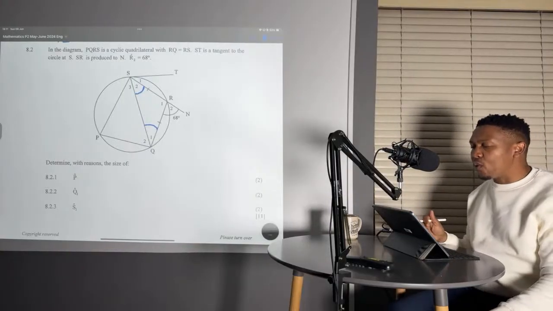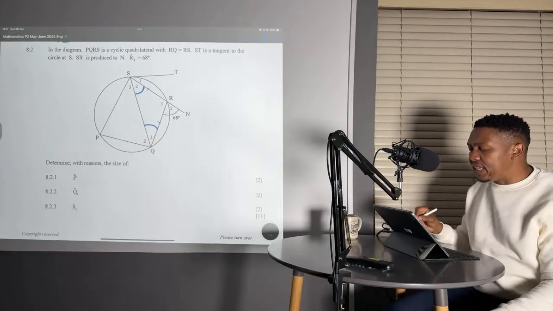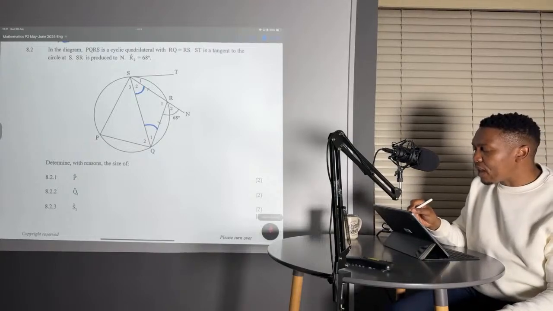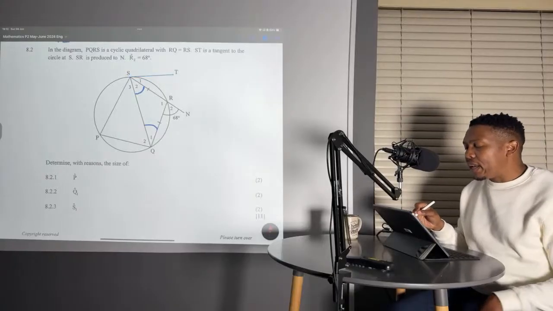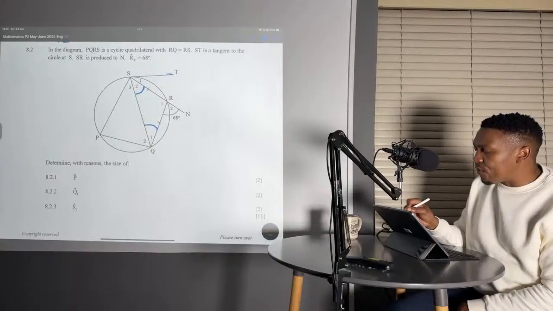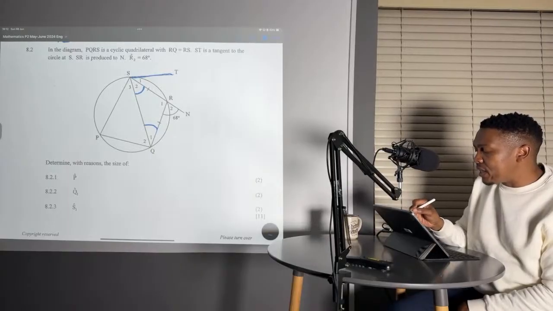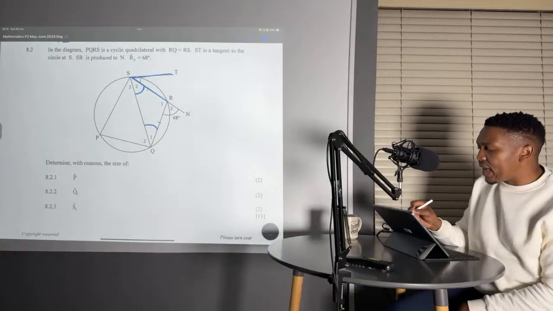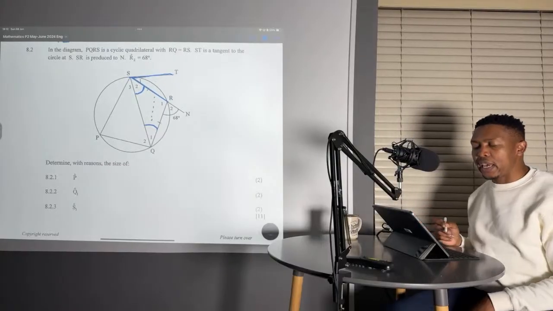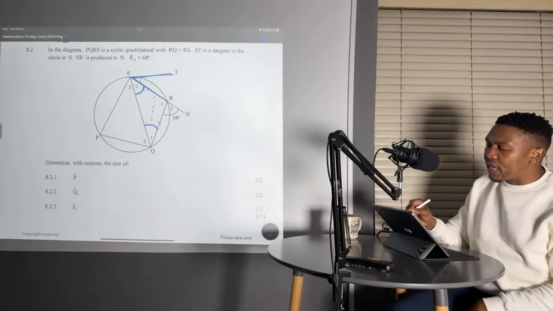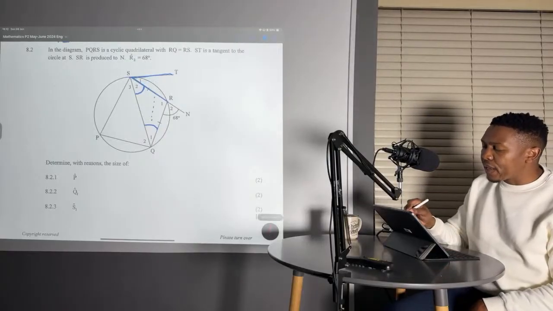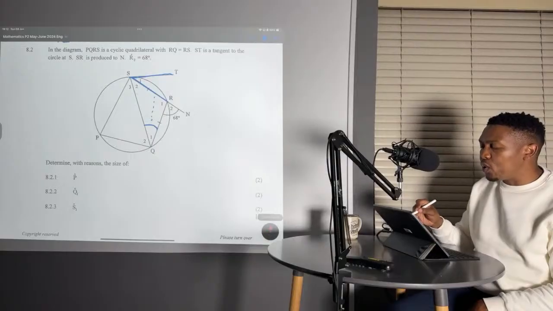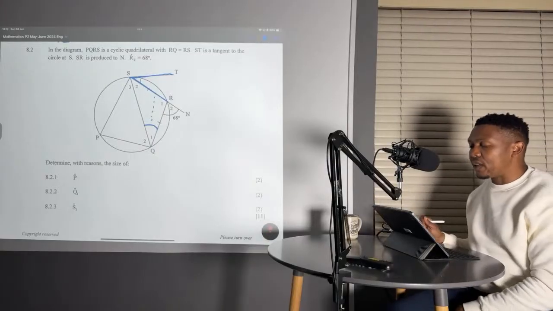Okay, so now let's go for it. They say ST is a tangent. Now guys, when you've got a tangent, of course, we're going to look for the tan-chord theorem. So already, if I were to use tan-chord, there's my tangent, there's my chord. The angle opposite that chord is actually Q1. So that means that if I look at T1, T1 would be equal to Q1. Okay, right, let's go for it.